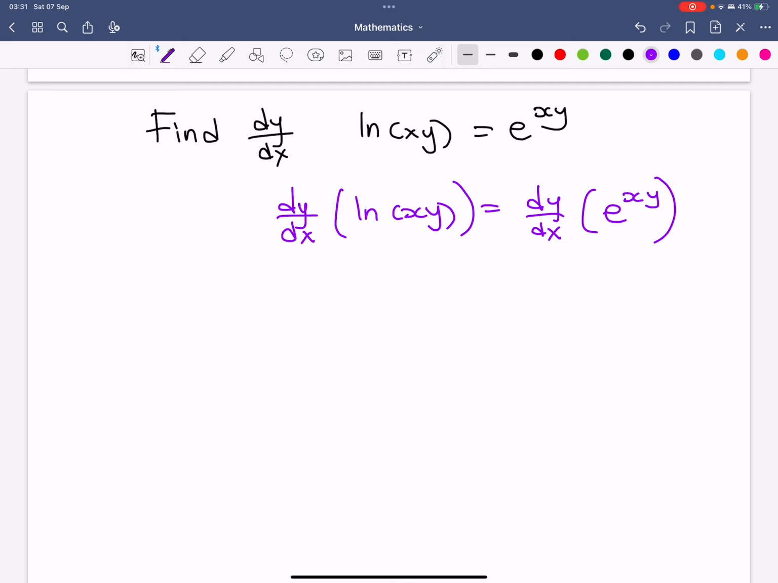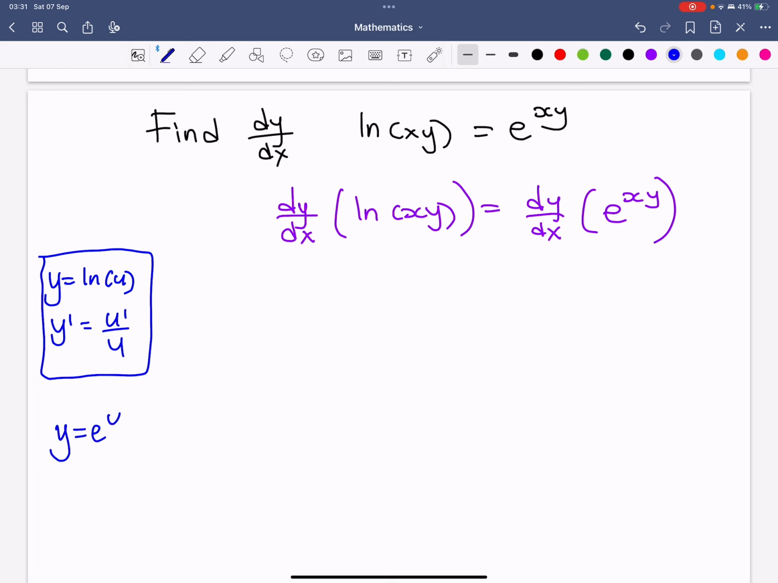Right. Okay, so we know that the blueprint tells us that if you have y equals ln of u, y prime of this is equal to u prime all over u. That's the first blueprint that we know. And we also know the other blueprint: y equals e to the u, y prime of this is equal to e to the u as it is, multiplied by u prime. So that's what we're going to use on this question.